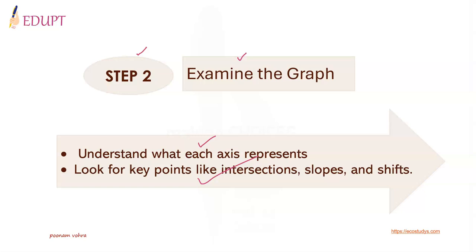Then, look for the key points. That is, check for intersections, slopes, shift, or labeled points on the graph. Example, identify where the aggregate demand and supply curve intersect for equilibrium.